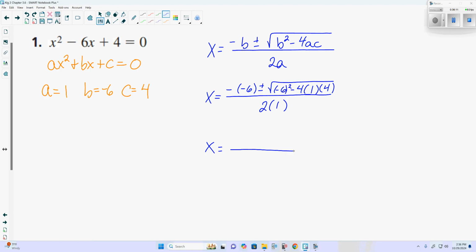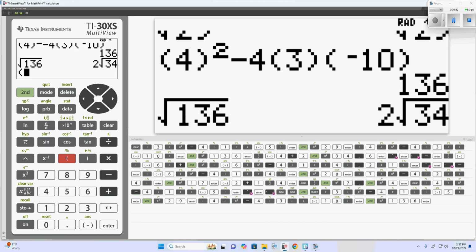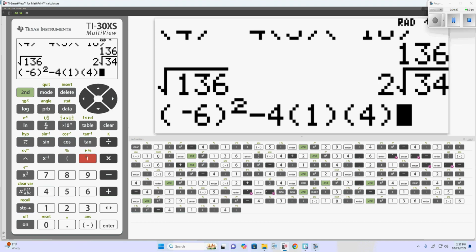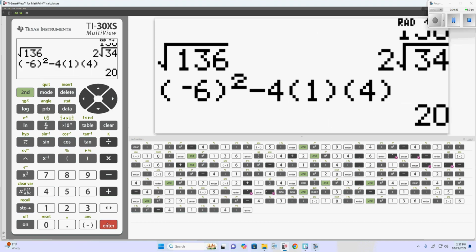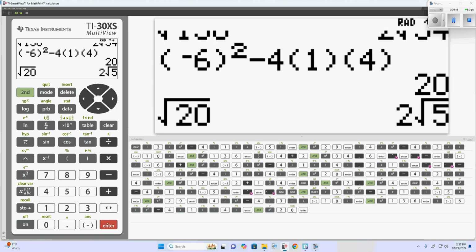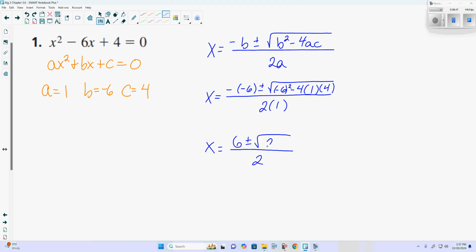Now the next part we have is negative, negative 6. Well, negative, negative 6 is positive 6. The denominator, 2 times 1 is 2. Now we need to figure out what's inside our radical. So we have negative 6 squared minus 4 times 1 times 4, which is 20. You know what? While we're here, let's take the square root of 20.